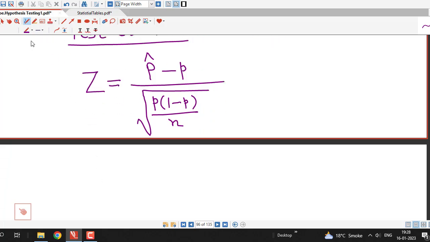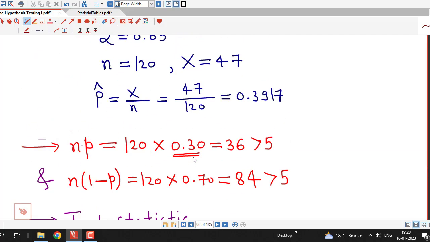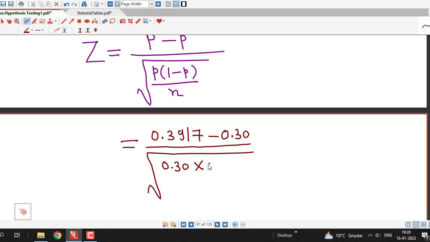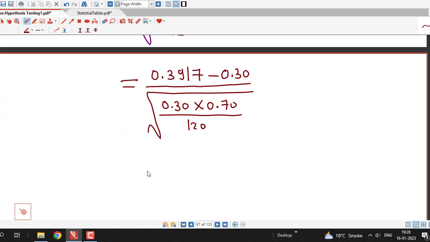Now next step is to find out the value of test statistic. So for that we substitute all these values here. What is sample proportion? P hat is 0.3917, so that I substitute here 0.3917. Population proportion, small p is 0.30, divided by population proportion, that is 0.30, into 1 minus 0.30, that is 0.70, divided by sample size, which is 120. And I am doing all these calculations by fixing my calculator up to 4 decimal places.